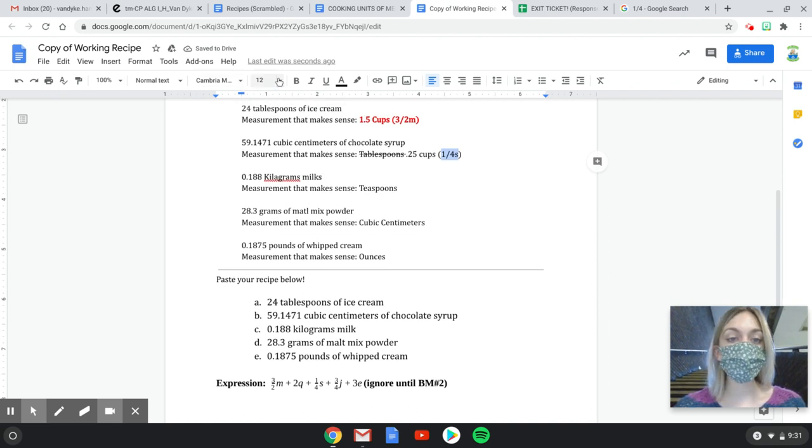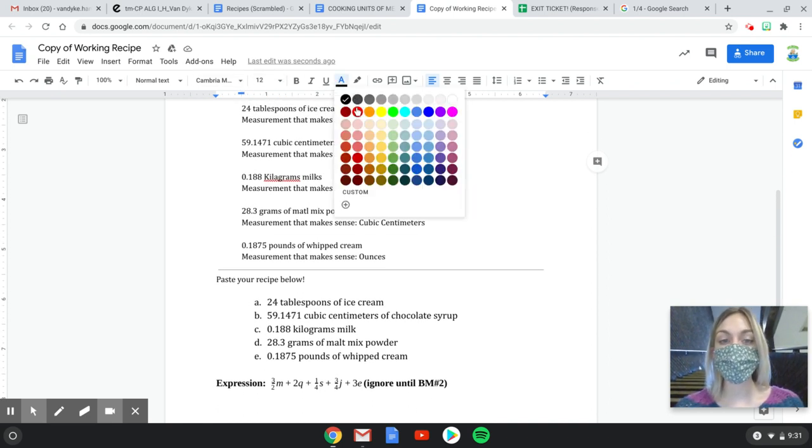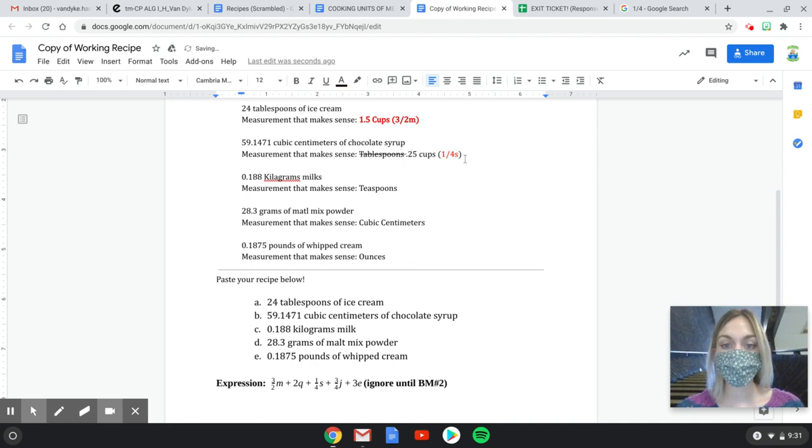You can use the same unit of measurement multiple times. So I used cups here for syrup, and I also used cups up here for milk, so whatever works. You're going to keep going with this. I just did these first two as an example.